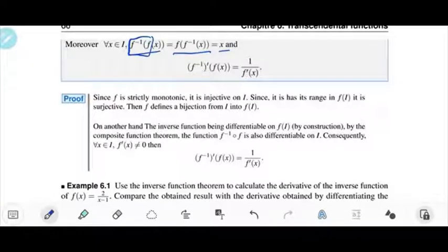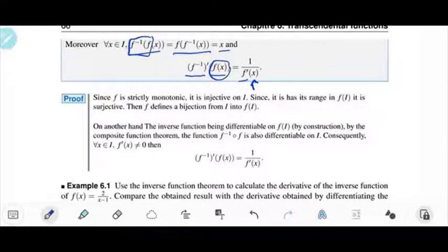And the derivative of f minus 1 at a point f of x, so at a point in the range of f, is equal to 1 over the derivative of f at the point x, which is the pre-image of what's in here.